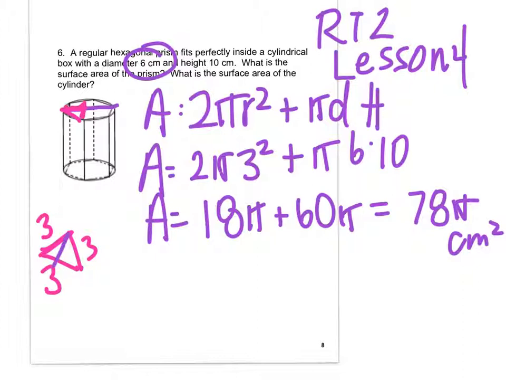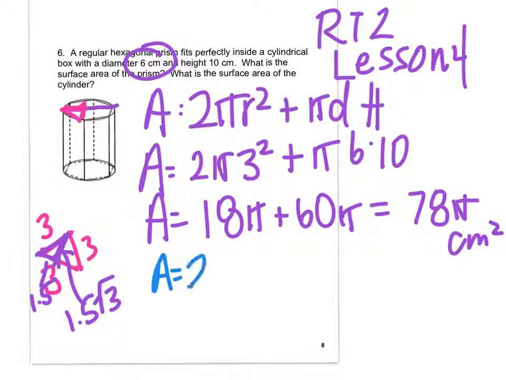I know that the height, or the apothem, which is the height of that triangle, will be 1.5 times the square root of 3. And I know that's true because this is a 30, 60, 90 triangle, where the short leg is 1.5. Then the long leg is 1.5 times the square root of 3. So now I can go back and start to work on my area of that prism.